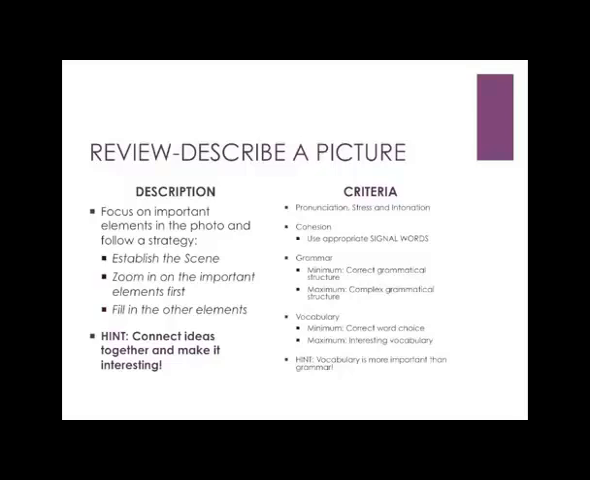And then finally, the hint on this side is, as we said before, that usually vocabulary is valued a little bit more than grammar.